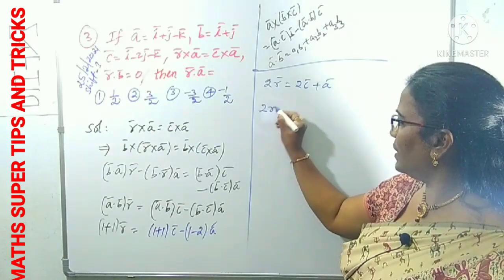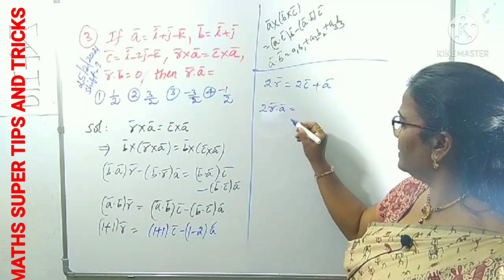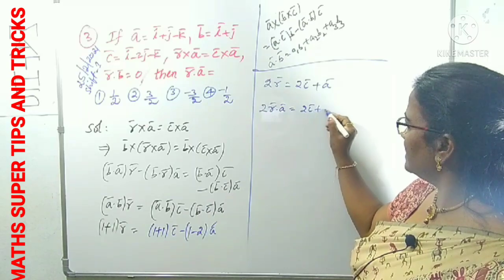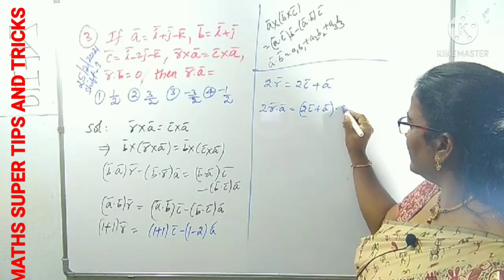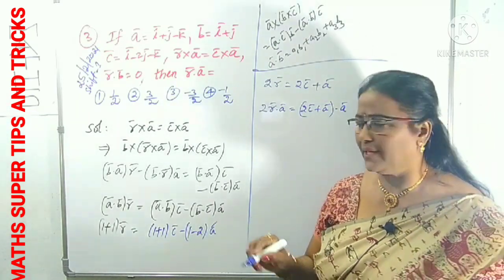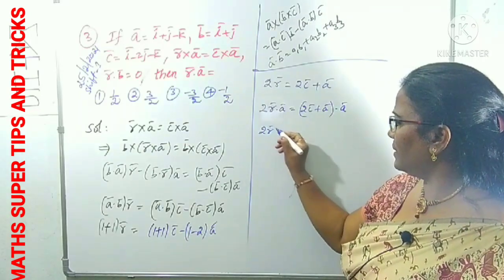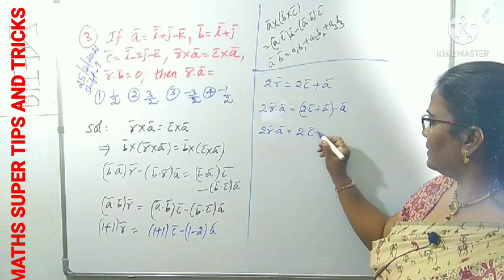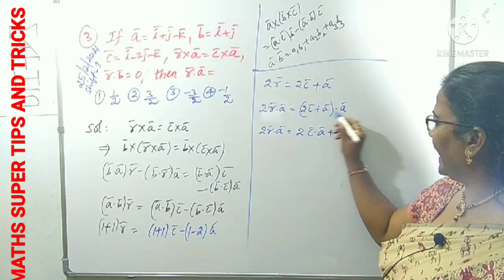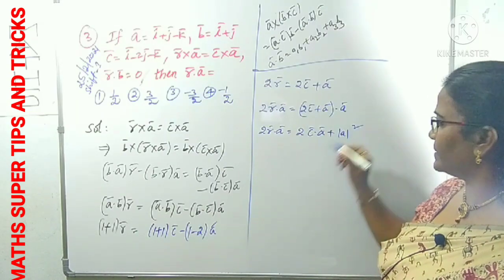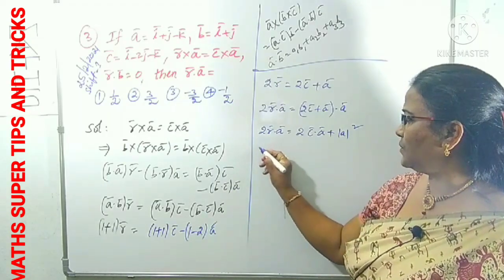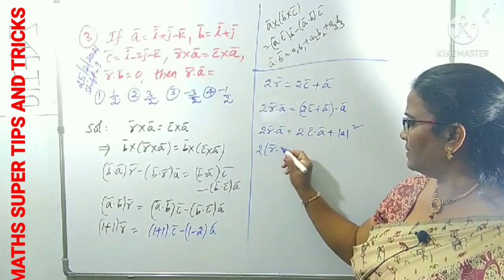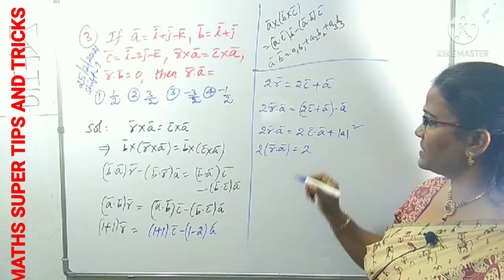To get the r dot a result, take the dot product with a on both sides. That is 2r dot a bar on the left side, and 2c plus a bar dot a on the right side. So 2 times r dot a equals 2 times c dot a plus a dot a, and a dot a we can write as mod a whole square.